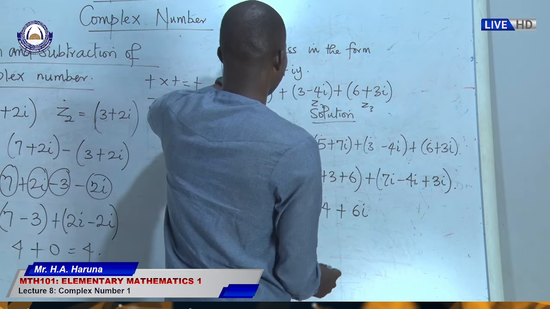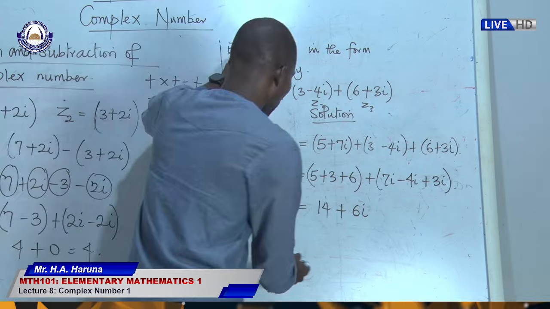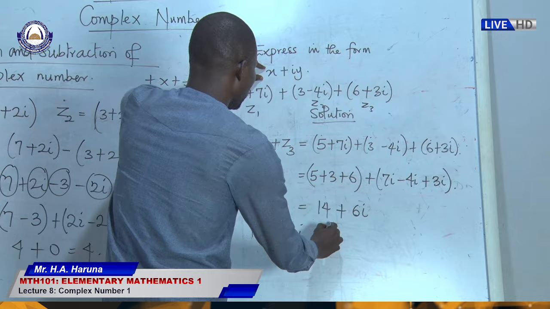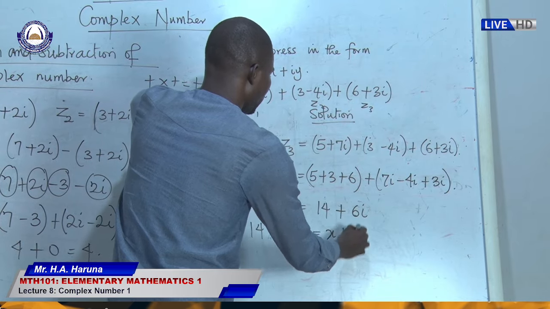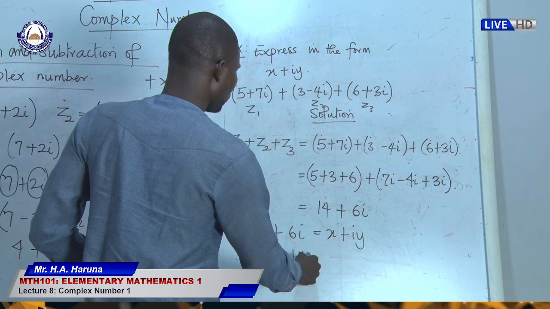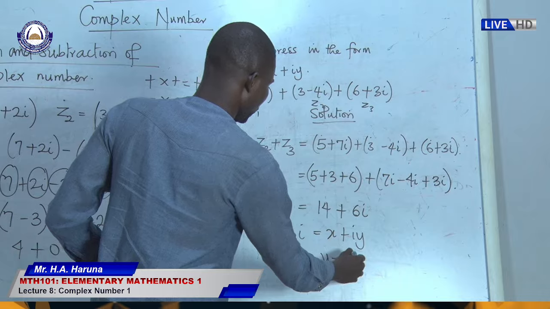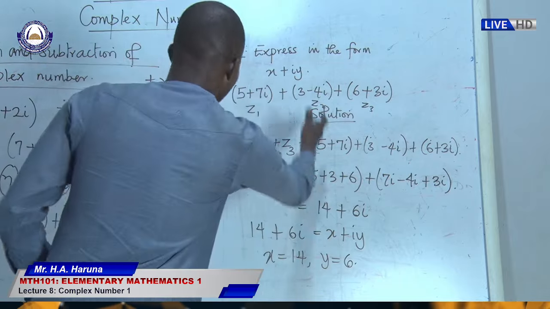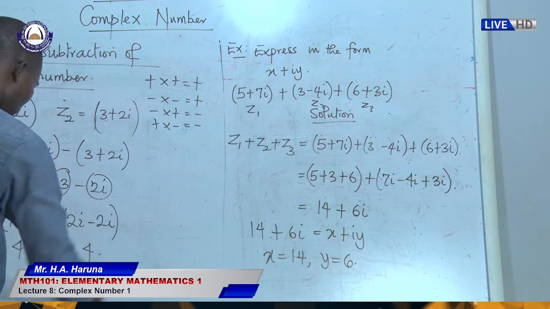Now, you are told to write it in this form. So what is your x? If you compare, you have 14 plus 6i equals x plus yi. So what is x? x equals 14, y equals 6. That's what it means. So in case you are given something like this, that is how to solve that.